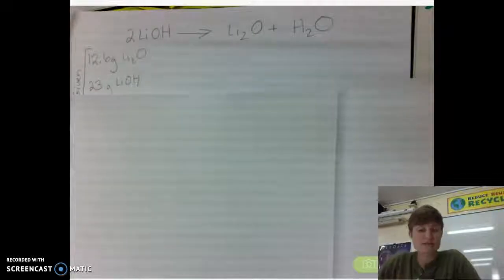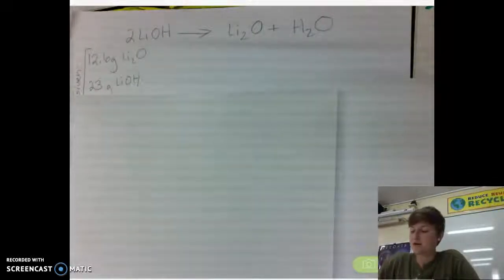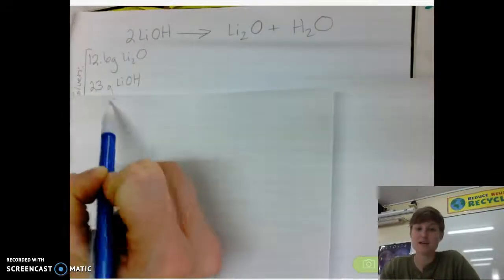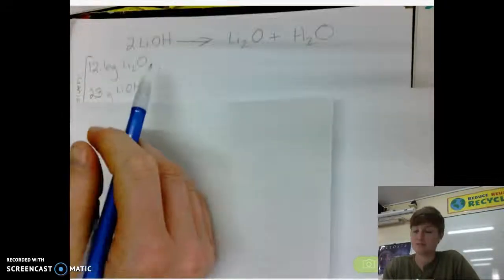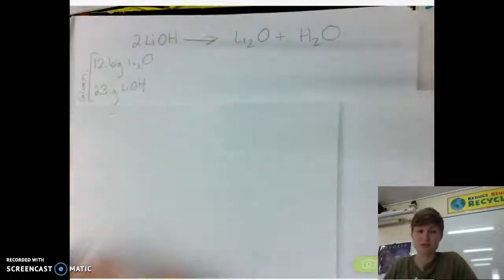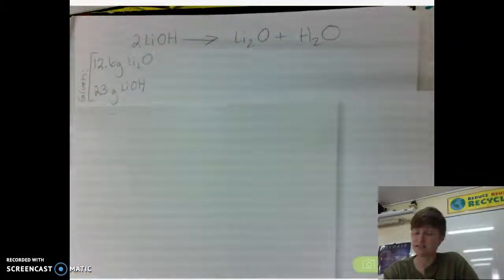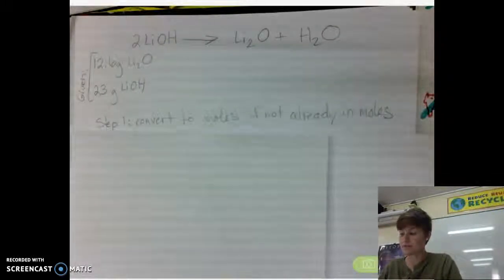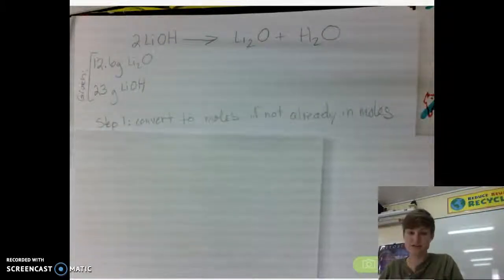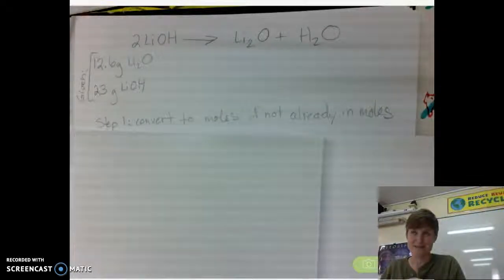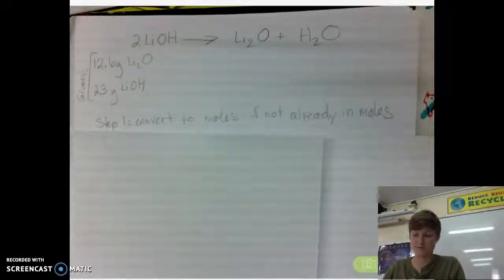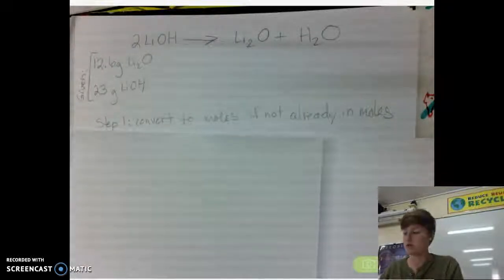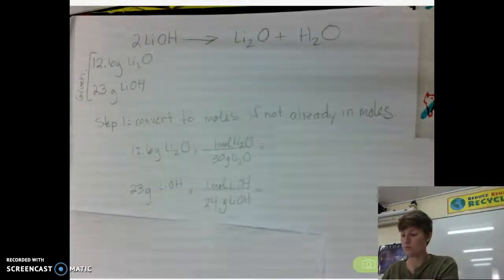So we're going to use the same reaction and the same given for lithium oxide, but now I know that I have lithium hydroxide. So these are my givens. Now I need to do step 1. So step 1 is to figure out if I already had this in moles, so I have grams. So now I know I don't have moles. I need to convert it to moles. So there is step 1.